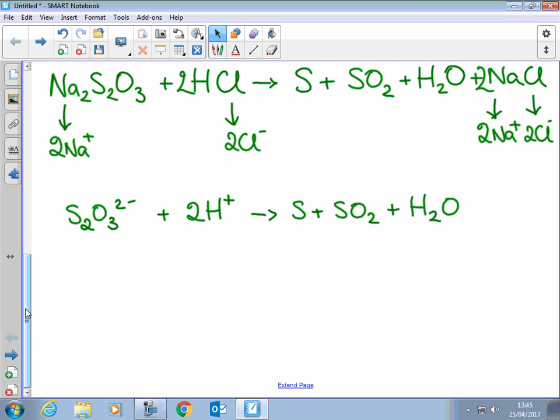You can do what we call half equations, and building a redox equation from half equations is going to be the first thing we do, and then we'll look at the practical work of it and the calculations that go with it. So let's start with some definitions of oxidation and reduction.